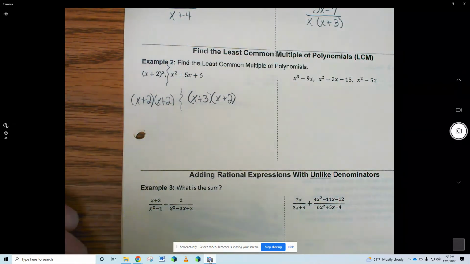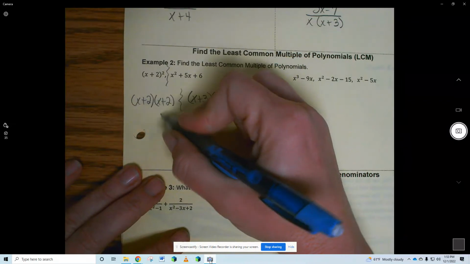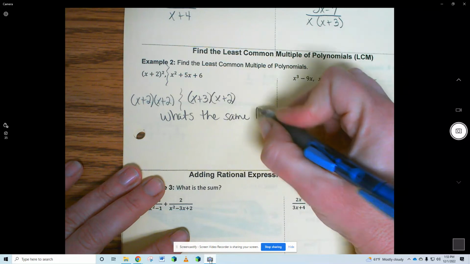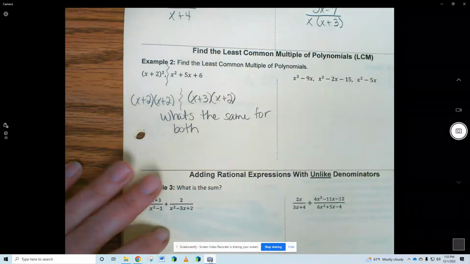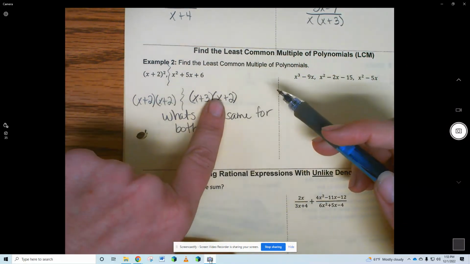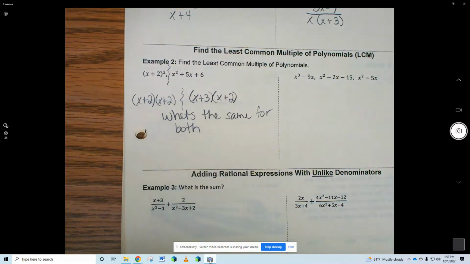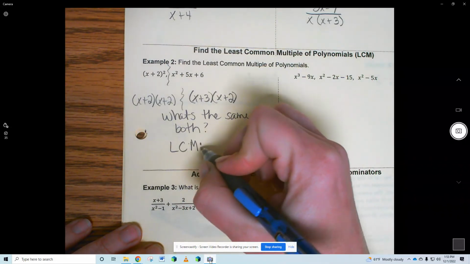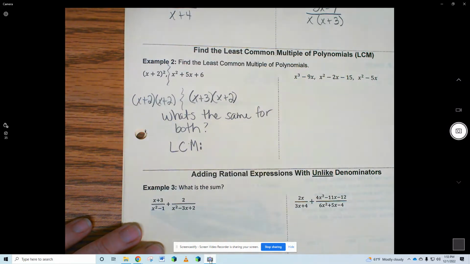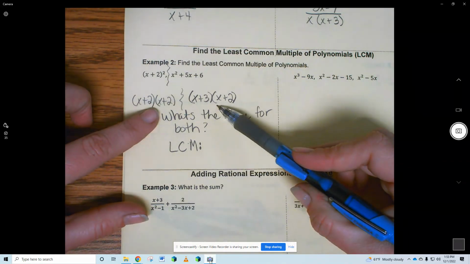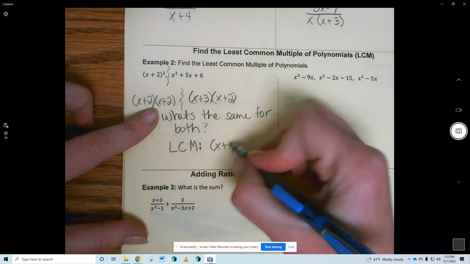Now, I want to know what's the same for both. Like, for example, this has 2 x plus 2's, but this side does not. So I want to know, what do they have in common? What's the same? What's the LCM going to be, or the common denominator? What's it going to be? What's the same in both? The x plus 2. For sure, that's going to be one of them.